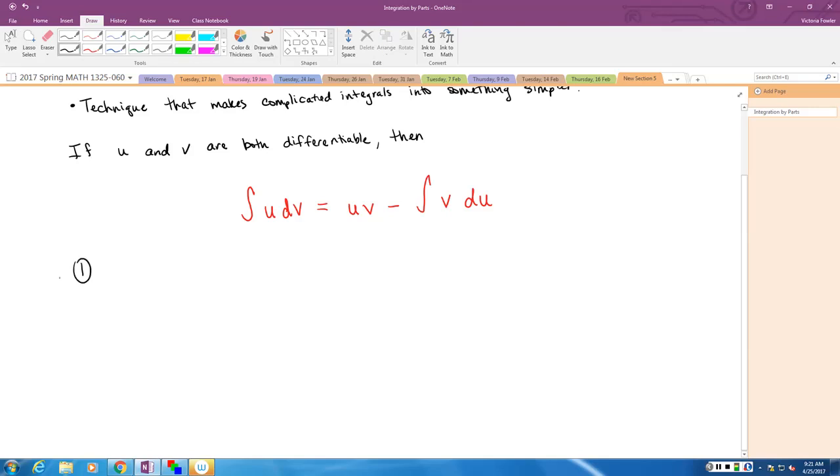So here's my first example. I put a little 1 here, but really this is one problem and I'm going to show you 2 choices. So this is the first way I'm going to write it. I'm going to say the integral of x times e to the 5x dx. We're supposed to solve and find the antiderivative.